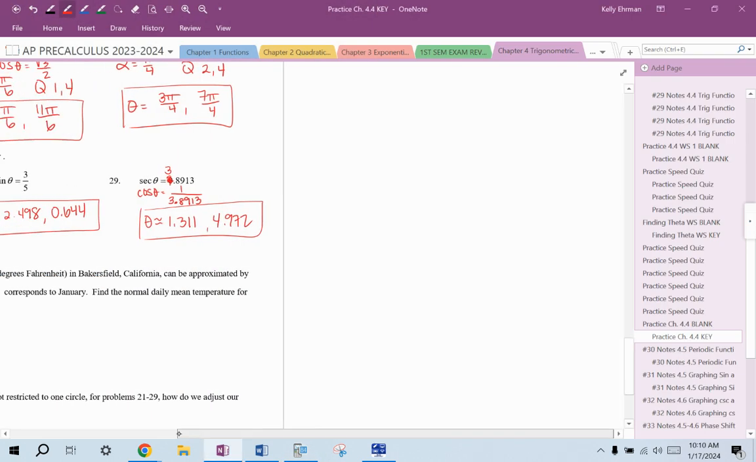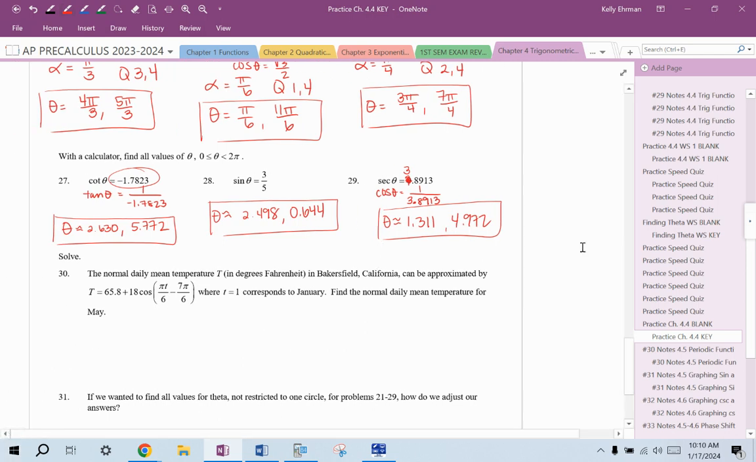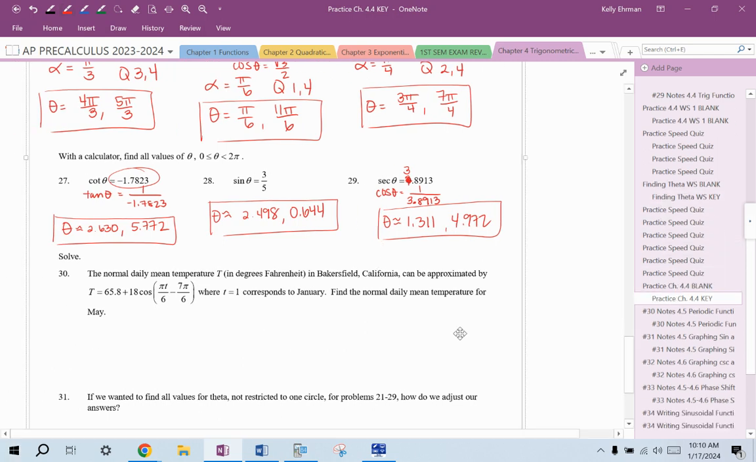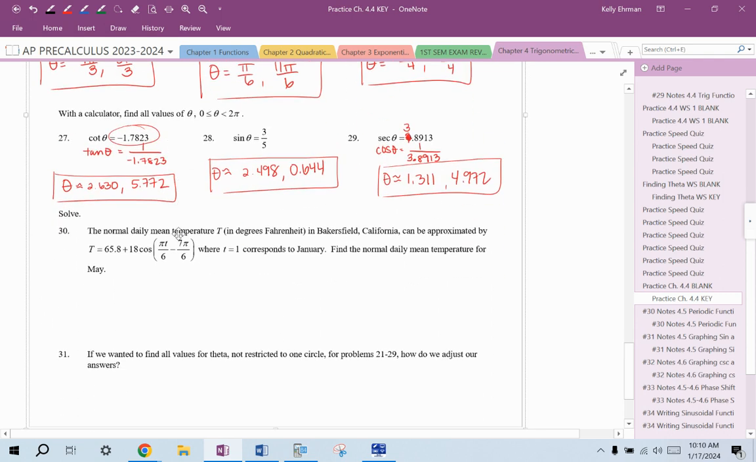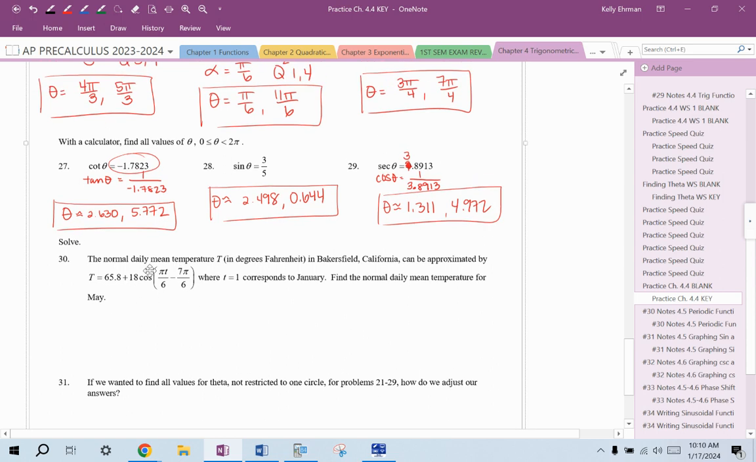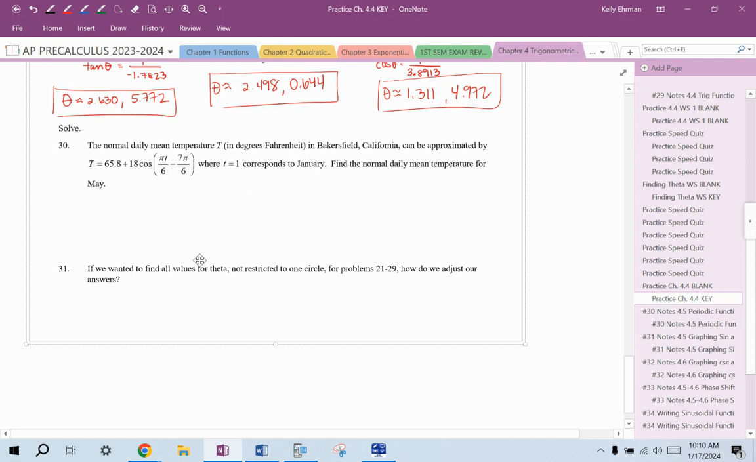All right. Last couple of problems here. We haven't really done a lot of applications, but we should be able to. I should have been able to give this to you back in first quarter. They give you a function. They want you to plug a number into it, and you have a calculator. So the normal daily mean temperature, T, in degrees Fahrenheit in Bakersfield, California, can be approximated by this model. T equals 1 corresponds to January. Find the normal daily mean temperature for May. So what month is May? You've got January, February, March, April, May should be the 5th month. So we're just finding T of 5.